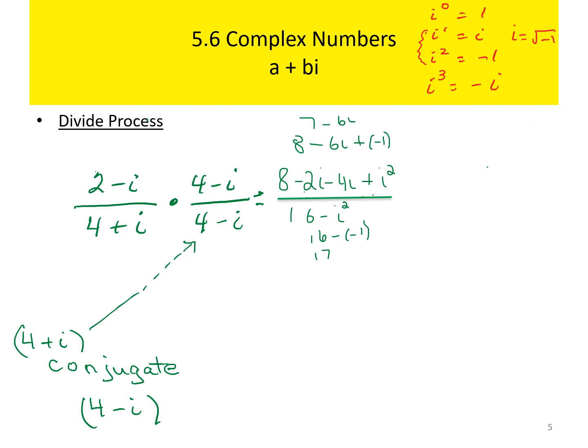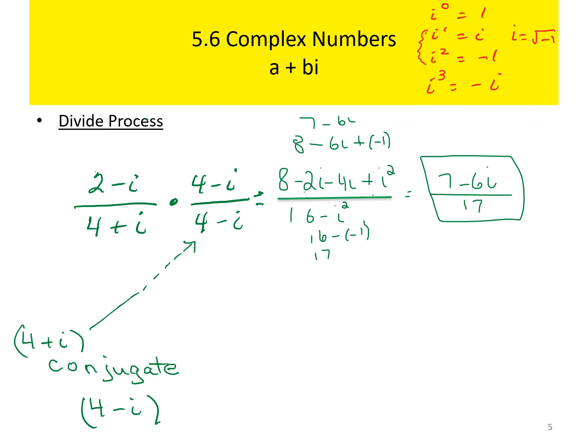So writing this now in simplified form, we have in the numerator 7 minus 6i, and in the denominator we have 17. And that is your answer. Main thing is to know the conjugate and simplify.